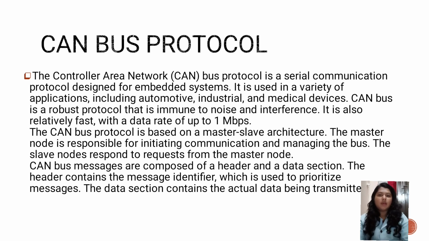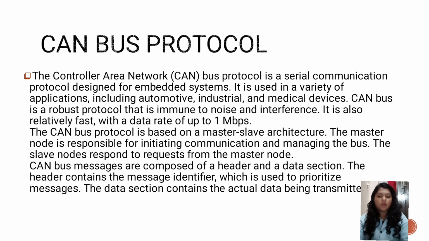CAN stands for Controller Area Network. It is a serial communication protocol designed for embedded systems. It is used in a variety of applications including automotive, industrial and medical devices. CAN protocol is a robust protocol that is immune to noise and interference. It is also relatively fast, with a data rate of up to 1 Mbps.